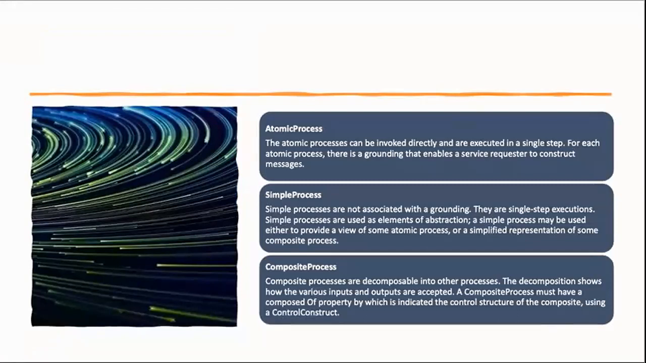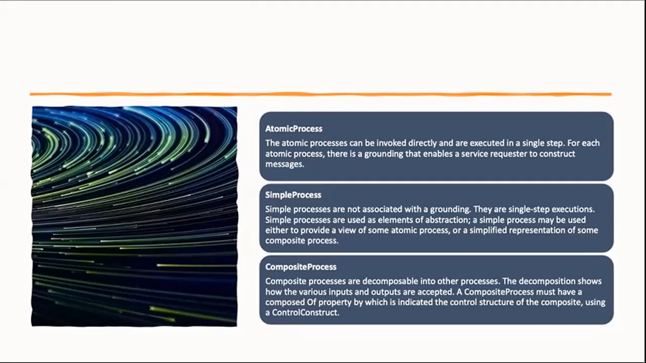Atomic processes can be invoked directly and are executed in a single step. For each atomic process, there is a grounding that enables a service requester to construct messages. Simple processes are not associated with a grounding. They are single step executions. Simple processes are used as elements of abstraction. A simple process may be used either to provide a view of some atomic process or a simplified representation of some composite process.